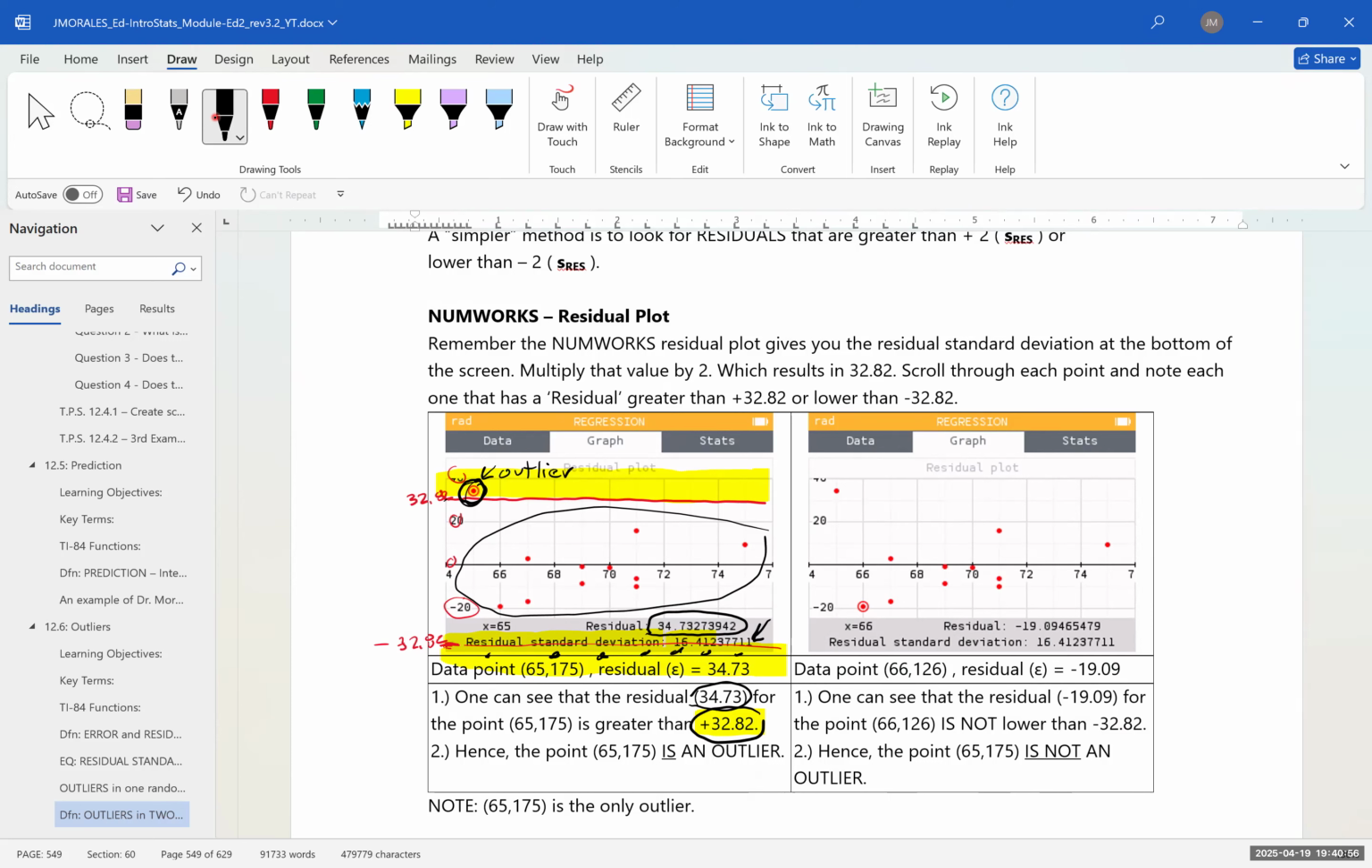The other data point, which was this one, you can see down here, it has a residual of negative 19. Well, negative 19 is still in the okay region because negative 32.82 would be somewhere down here. So this is inside the lower outlier boundary, not outside it like that. So that one's okay.